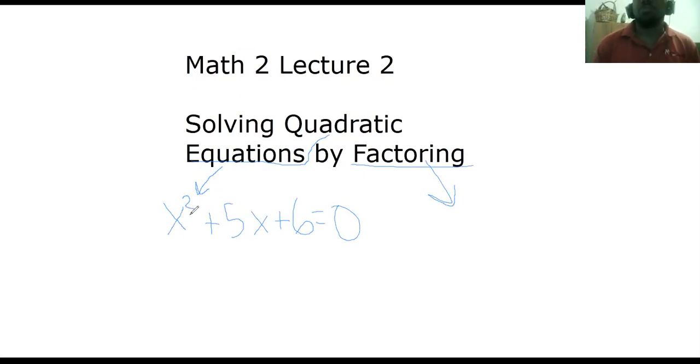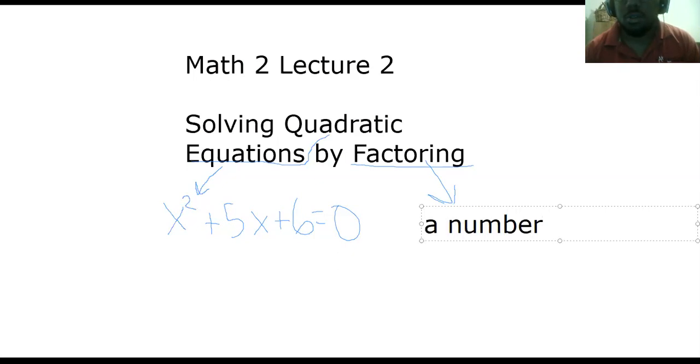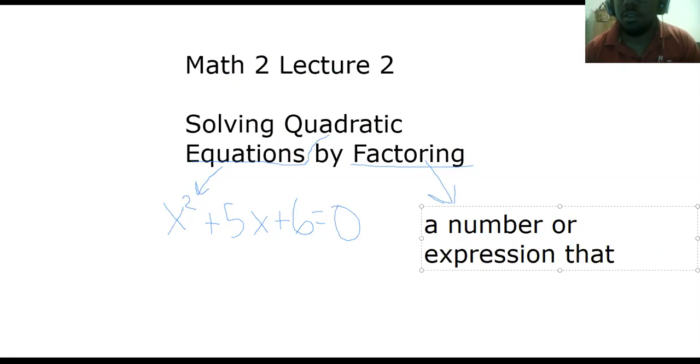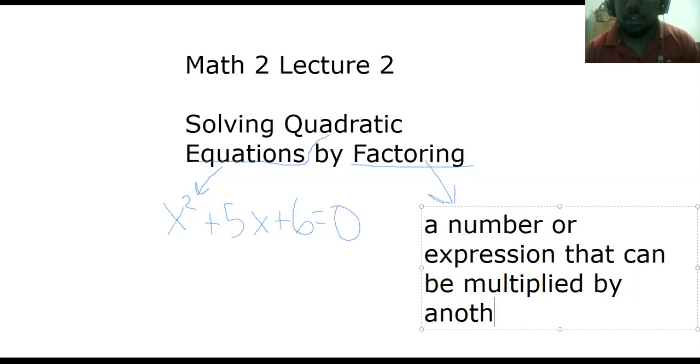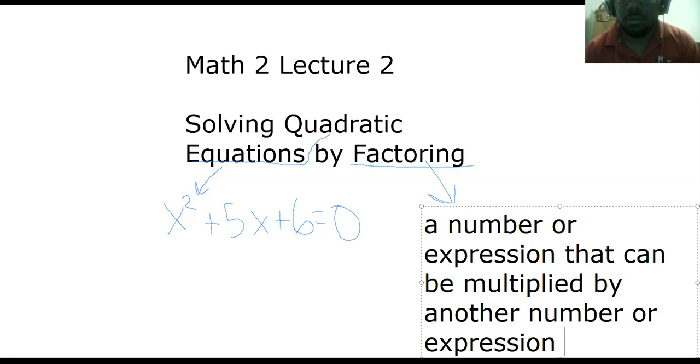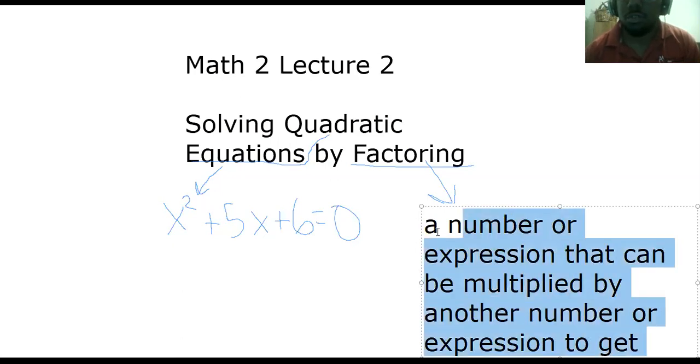So before we go any further, let's review what factors are. Basically, a factor is a number or expression that can be multiplied by another number or expression to get what we started with.